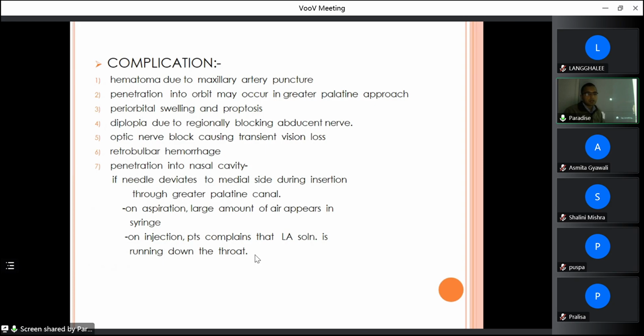Complications are hematoma due to maxillary artery puncture; penetration into the orbit, which may occur in the greater palatine approach, causing periorbital swelling and proptosis; diplopia due to regionally blocking the abducens nerve; optic nerve block causing transient vision loss; greater palatine hemorrhage; and penetration into the nasal cavity. If the needle deviates to the medial side during insertion through the greater palatal canal, then on aspiration a large amount of air will appear in the syringe, and on injection, the patient complains that the local anesthesia solution is running down the throat.